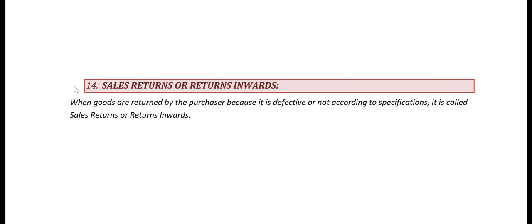14th term, sales returns or returns inwards. When goods are returned by the purchaser, why? Because it's defective or not according to specifications, then it is called sales returns or returns inwards. So in the earlier example where the stationery shop sells goods of rupees 5,000 to X, if X returns the goods saying they are defective or not according to his specifications, then it is called sales returns or returns inwards.